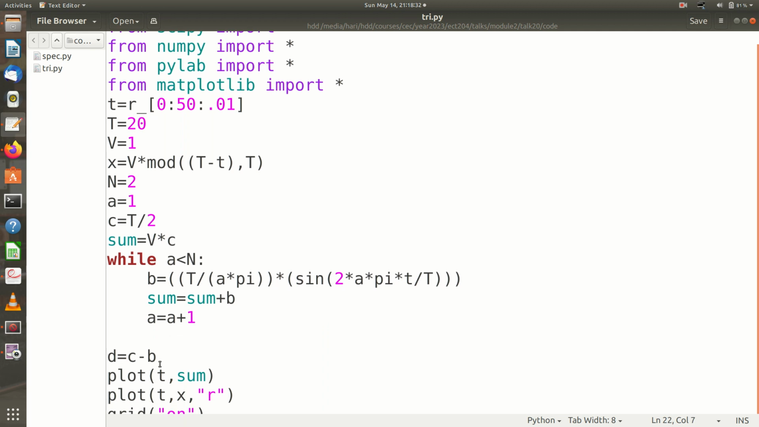Now I try to compute the error between the two signals. So I have d equal to c minus b. So this is added with the signal. Okay, so I plot the sum here. So I'll open a terminal here.